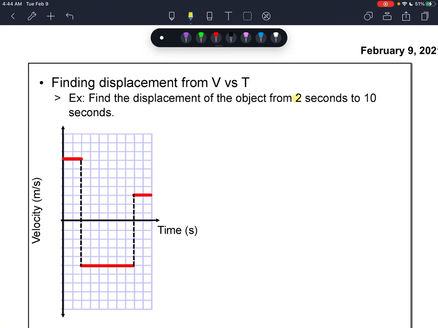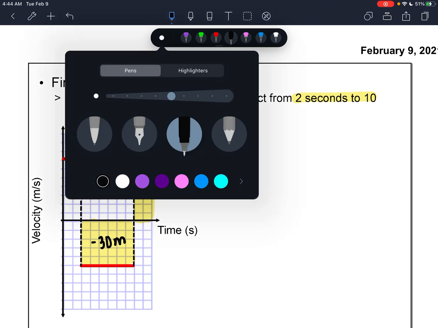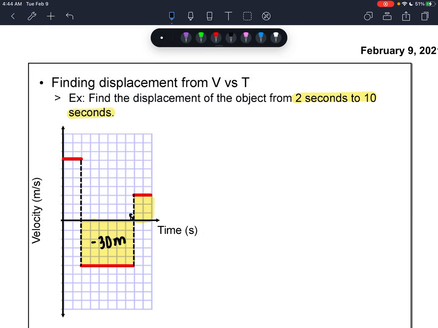So we're going to find the displacement now from 2 seconds to 10 seconds. So we know that 2 seconds to 8 seconds is this part of the graph right here. And we know that that part of the graph already has an area of -30 meters. So that's good. So if I wanted to find 2 seconds to 10 seconds, I'd have to add this part of the graph as well. From 8 seconds, I'll label it, to 10 seconds, right here.